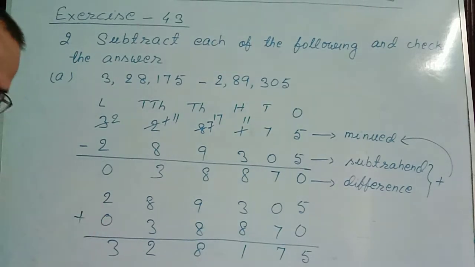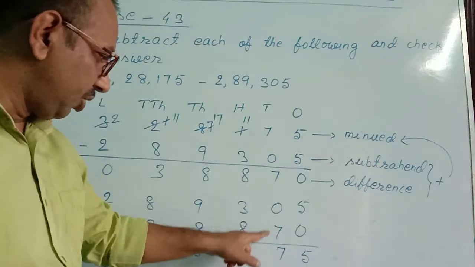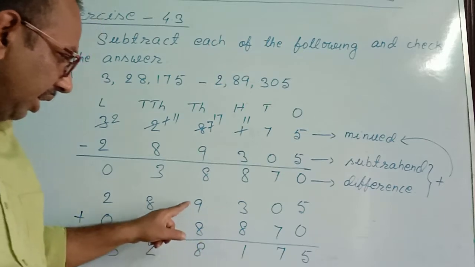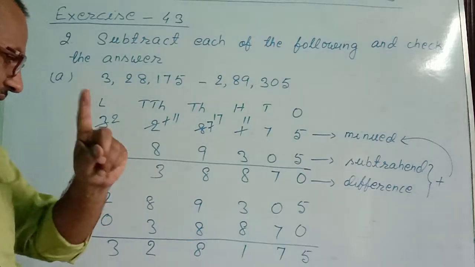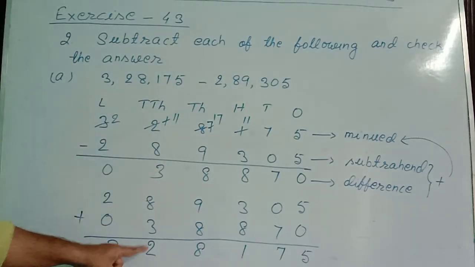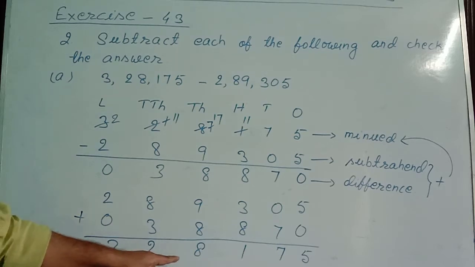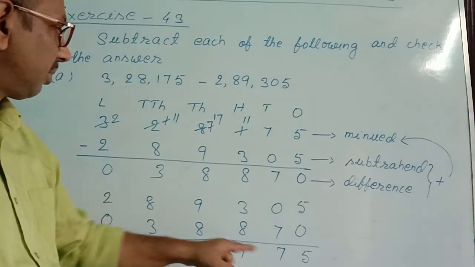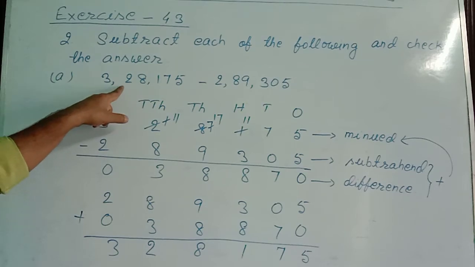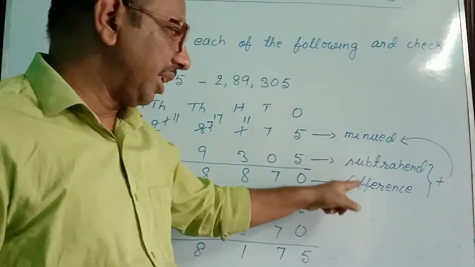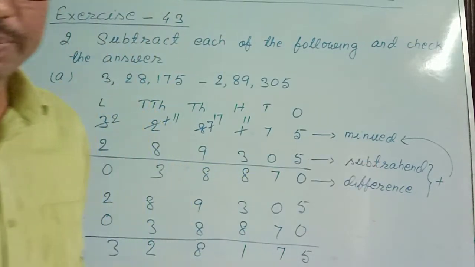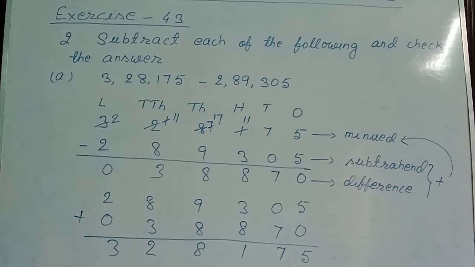added here. After addition we get 5 plus 0, 5, 0 plus 7, 7, 3 plus 8, 11, 11, in hand 1, 1, 9, 10, 10, 8, 18, carry 1, 1, 8, 9, 3, 12, carry 1, 2, 1, 3. So we are getting 3,28,175. That number was given here, 3,28,175. So what did you see? To check, if you add subtrahend and difference, you will get the minuend. You are getting the minuend, then your calculation is correct.